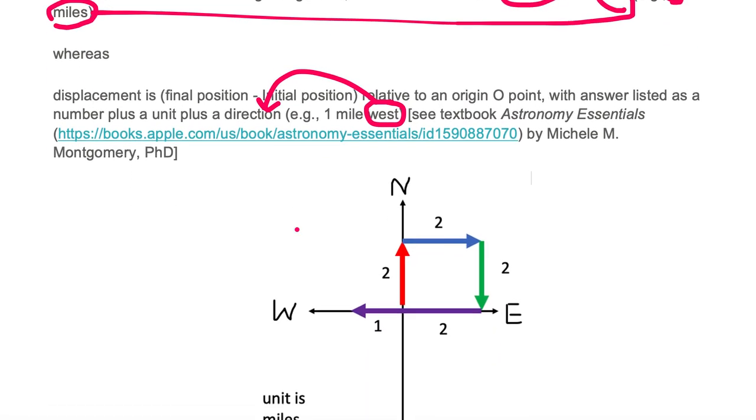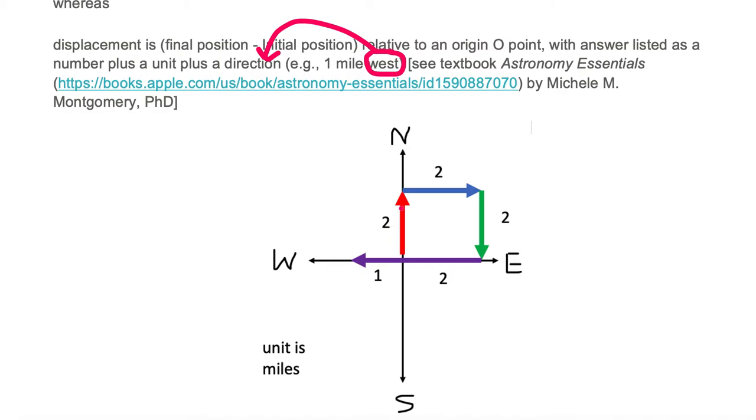Let's take a look at displacement. Displacement doesn't care about the path. Displacement only cares about the final position and the initial position. The final position is at -1. If the origin is at the center of the north, south, east, west axes, then the final position, which we will call x final, is at x final equal to -1.